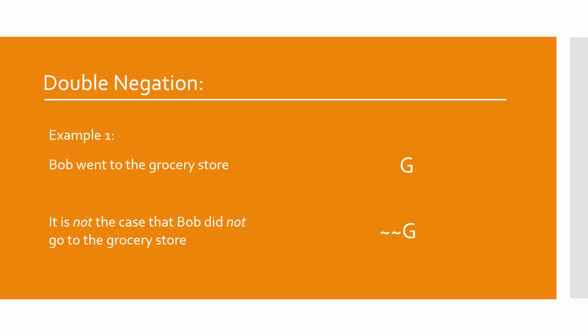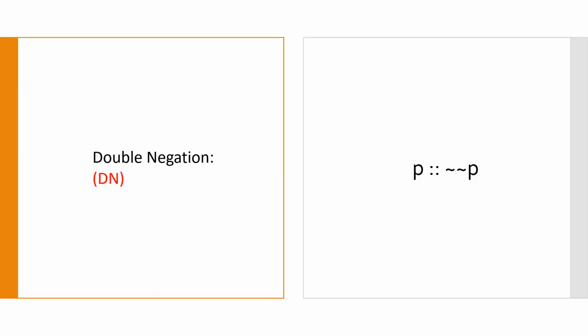If I have simply a proposition like G, I can simply stick two tildes in front of it and I have exactly the same thing using the rule of double negation. So the rule of double negation is very simple and again I think very intuitive. If we want to state it formally using our double colons, we find that P is logically identical to not not P, and not not P is logically identical to simply the affirmation of P.